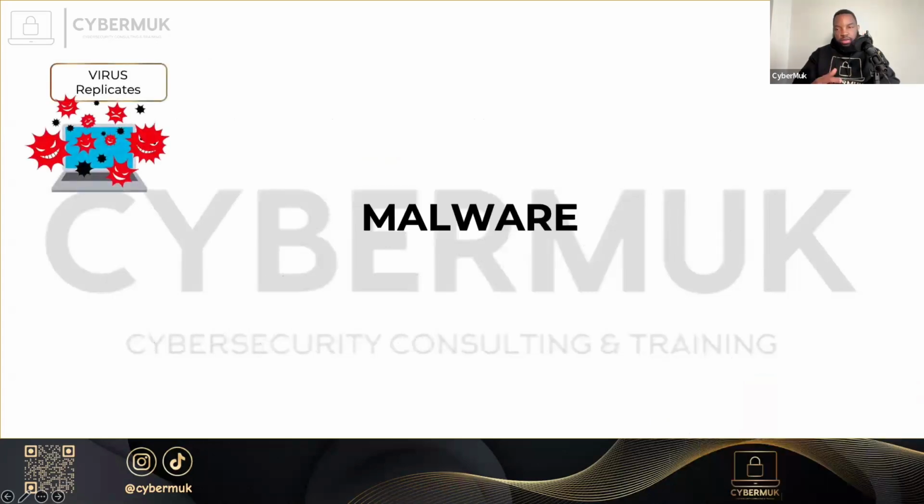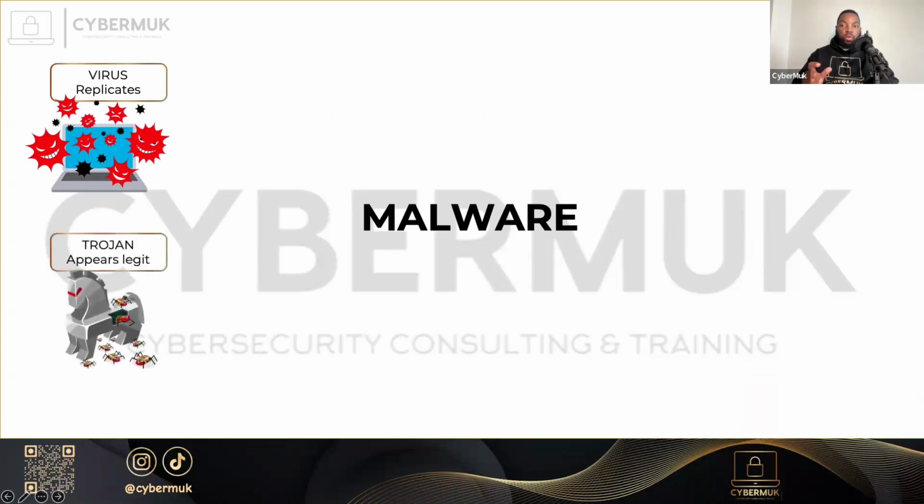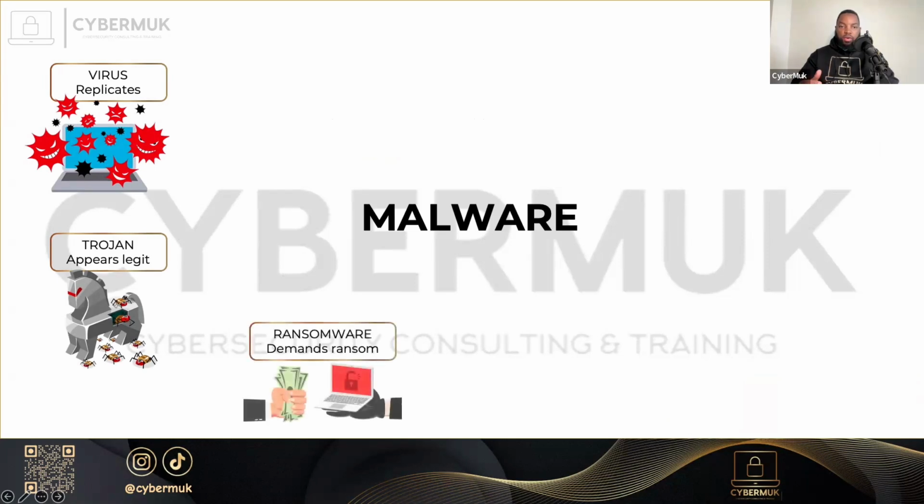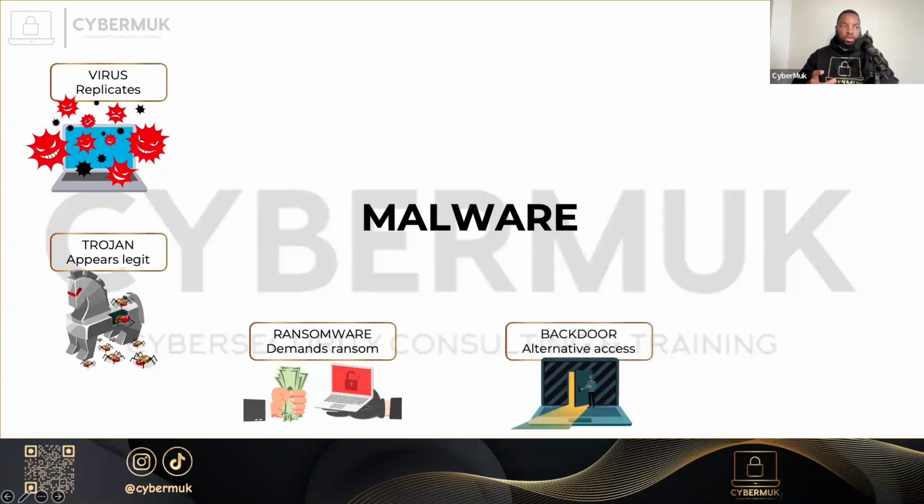We started with viruses. Viruses can replicate themselves when you perform a certain action. Meanwhile, worms self-replicate. Trojans appear legit. So you see a software online, you like it, but then you download it and it creates damage on your computer. Ransomware demands ransom. They request money, a form of payment to release your files. The backdoor is an alternative access. There is another way of accessing a computer rather than the traditional login username and password.